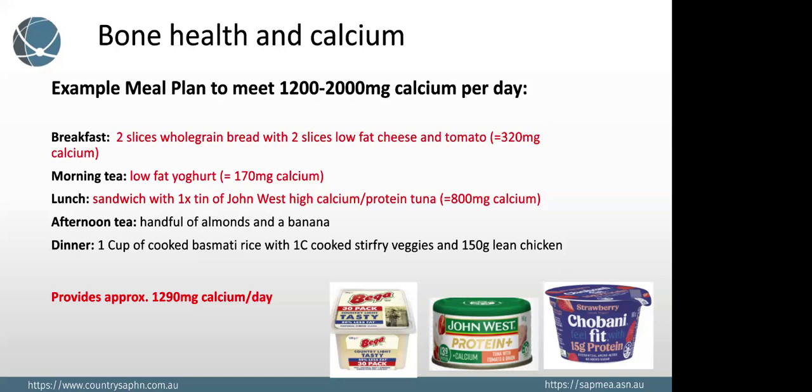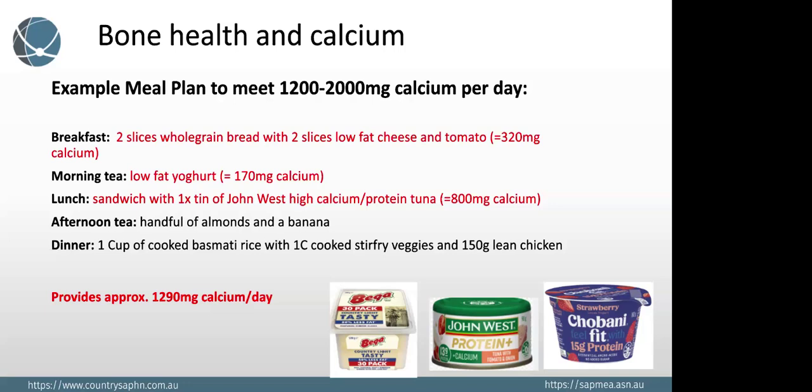Morning tea, so a low-fat yogurt containing 170 milligrams of calcium. Lunch, we've used the John West protein-rich tuna, which provides 800 milligrams of calcium. So its majority is coming from this tuna. Obviously, you wouldn't have it every day, but it's a great way to quickly get a bit of that in.